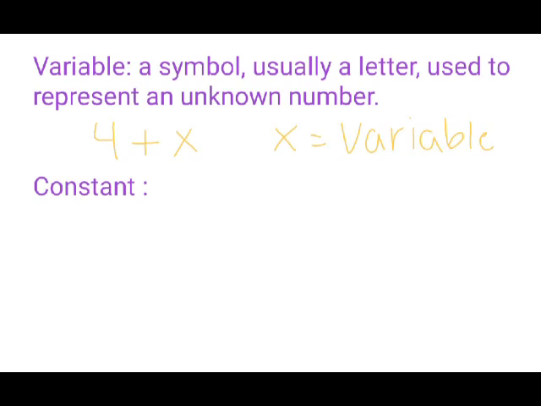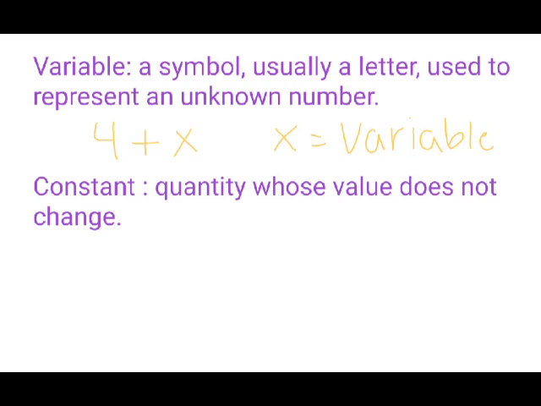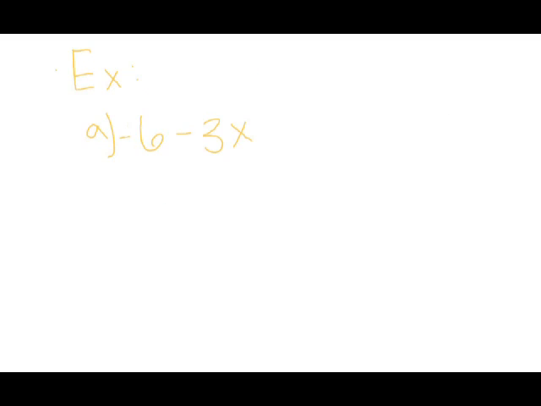The constant. The constant is a quantity whose value does not change. If you take a look at the equation above, the 4 plus x, the 4 is the constant because the 4 is a number. We know exactly what value that 4 actually is. Let's do an example.